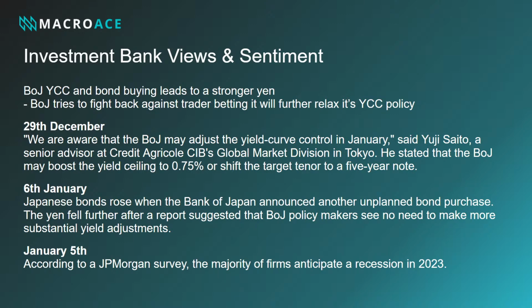So, investment bank views and sentiment. Now, this is very important for the markets and the sentiment overall of what's going on. The Bank of Japan yield curve and bond buying led to a stronger yen. So you had the Bank of Japan, on December 20th actually, decide to expand their yield curve control from spot 2.5% to spot 5%.